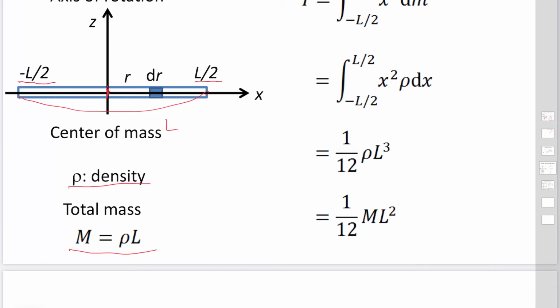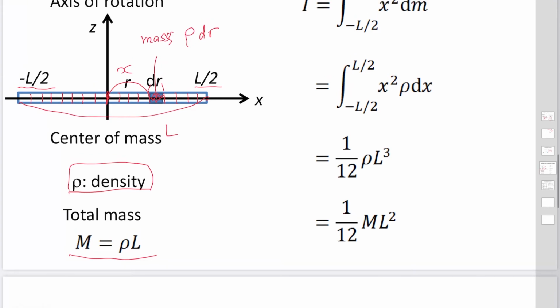Then we would like to calculate the moment of inertia. As we showed, the first thing to do is to divide the slender rod into a number of pieces. Then we consider a single segment of the slender rod, with length dx. The mass of this single piece is expressed as the density times the length, rho dx. So this is the mass. And the distance from the center of mass is expressed as x.